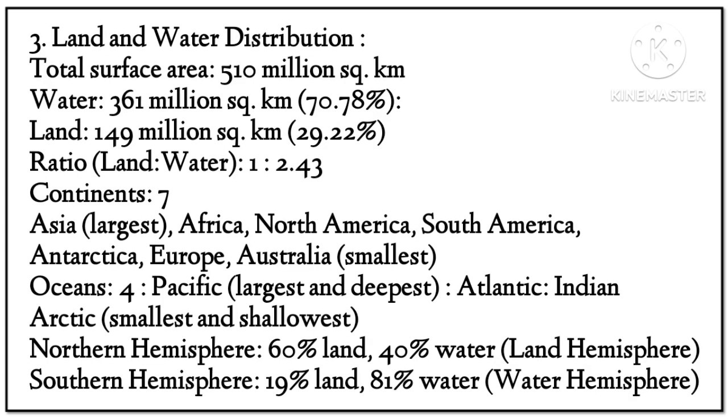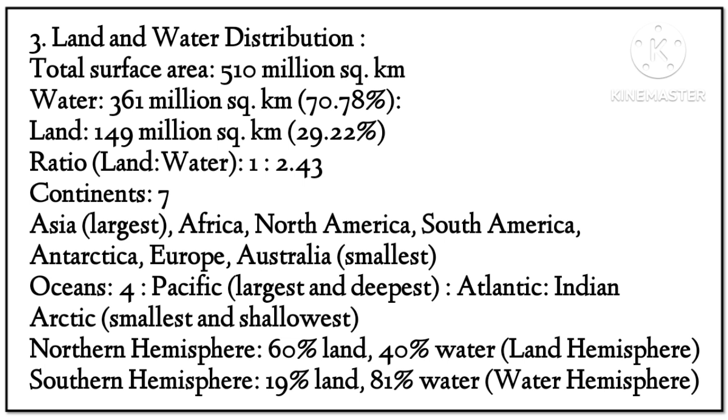Land and water distribution. Total surface area 510 million square kilometers. Water 361 million square kilometers, 70.78%. Land 149 million square kilometers, 29.22%. The land and water ratio is 1 to 2.43. Continents 7. Asia is the largest, then Africa, North America, South America, Antarctica, Europe, and Australia is the smallest.